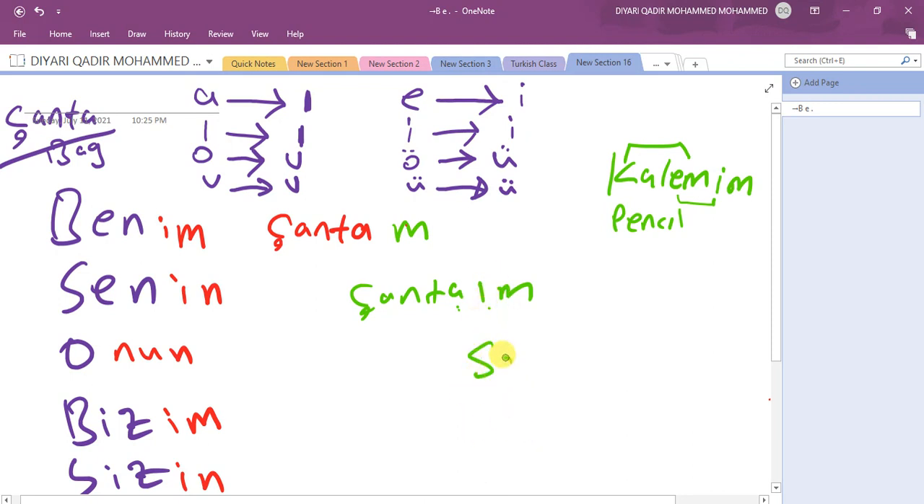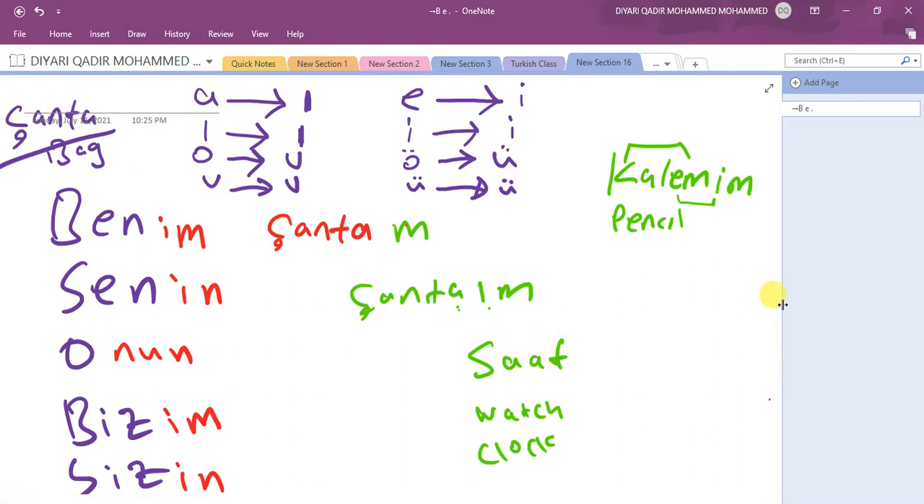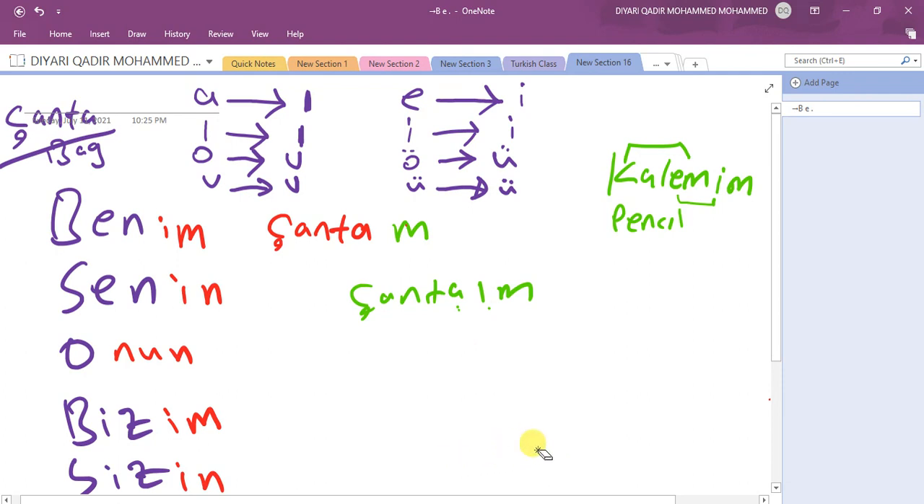For example, saat. Saat means watch or clock. These special cases are different, out of the formula, out of the grammar. But in the general 90%, 95% that we are talking about, two vowels should never come after one another. That's why.